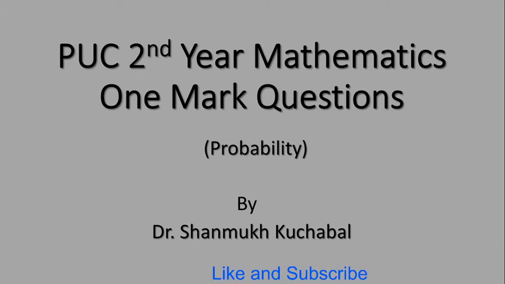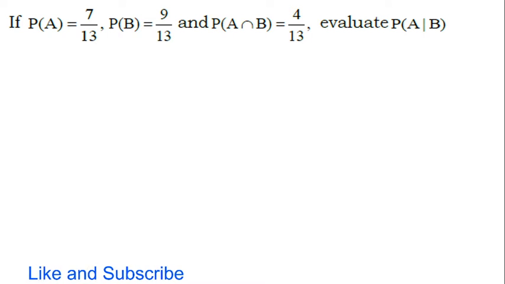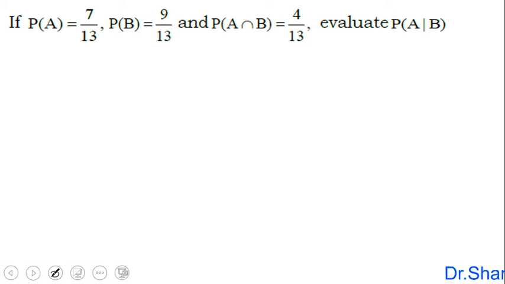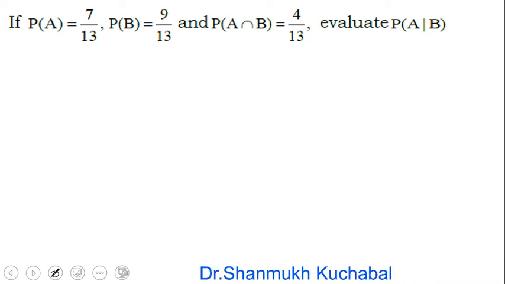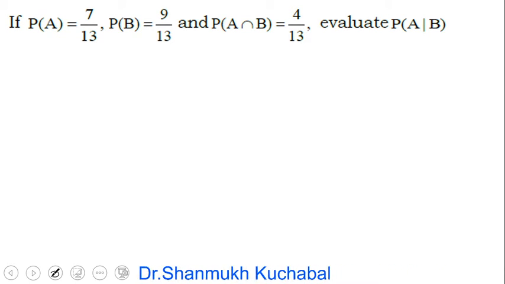Dear students, in this session we'll discuss 1 mark examples on probability. So let us begin this concept. So first example is, if the probability of A is 7 by 13, probability of A union B is 9 by 13, and probability of A intersection B is equal to 4 by 13, then evaluate probability of A given B.